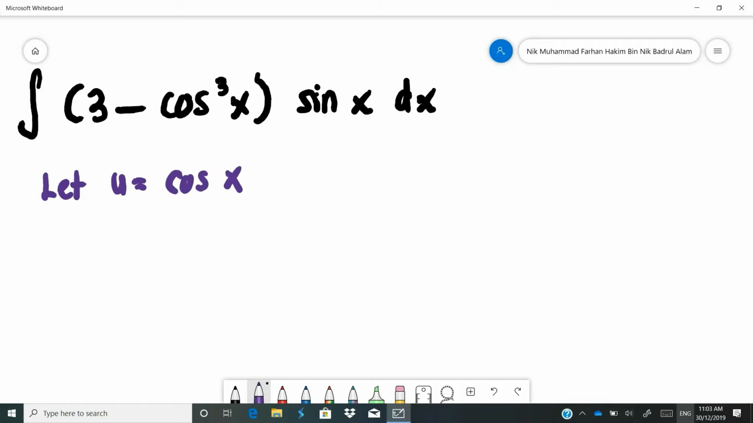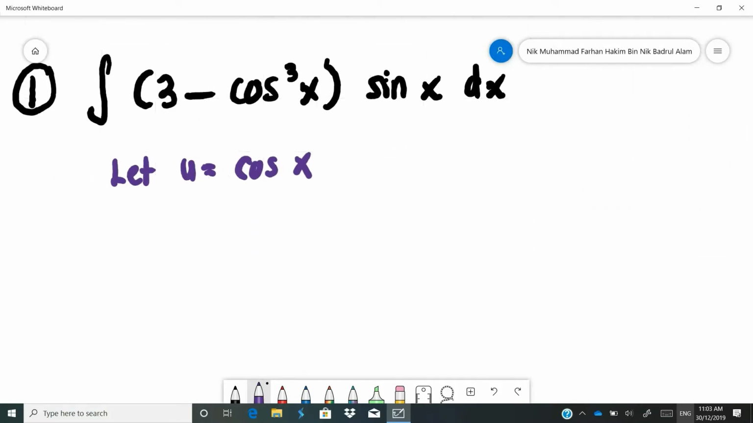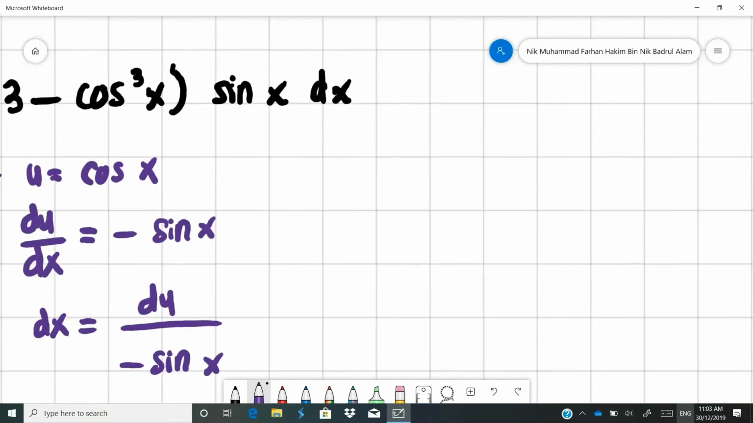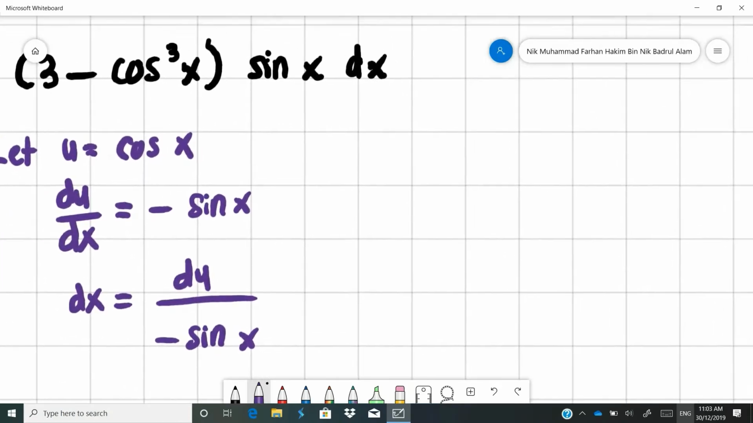Do not take cos to the power of 3 x, because when you try to differentiate cos to the power of 3, it'll be very complicated. So in this case, du over dx is negative sine x. So make dx the subject always. So we'll get dx equals du over negative sine x. And then we'll try to substitute into the equation.